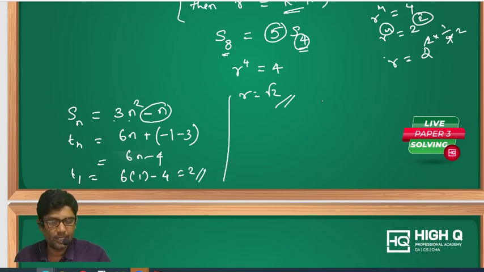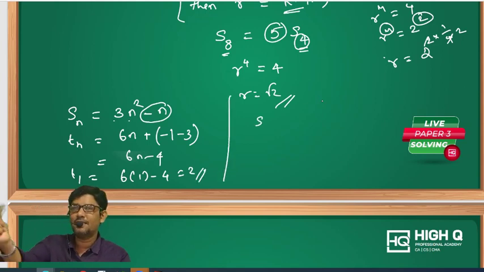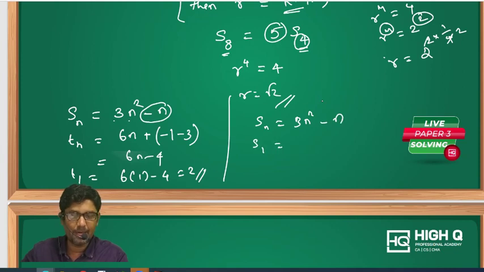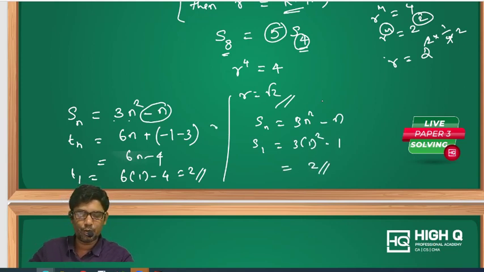Sir, I do like this, sir. They ask you to find out the first term. Why are you wasting my time, sir? Sir, this is given. Sum of one term and first term are one and the same. So what I will do now, sir? 3 into 1 square minus 1, which is equal to 2. Sir, instead of doing like this, why have you done like this, sir?